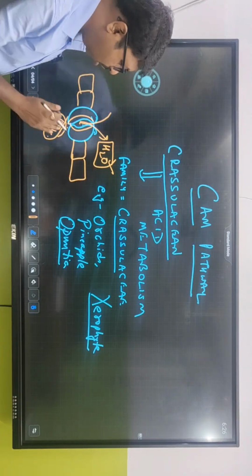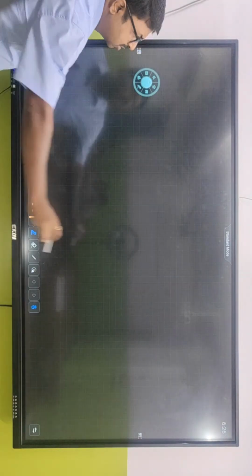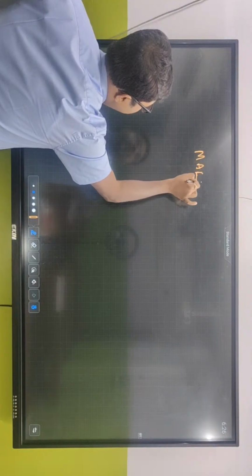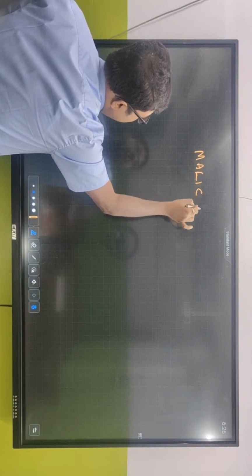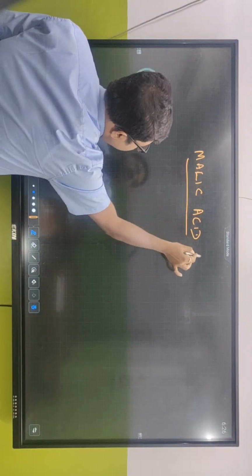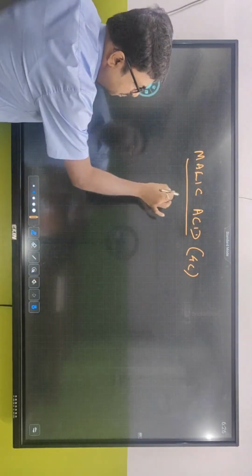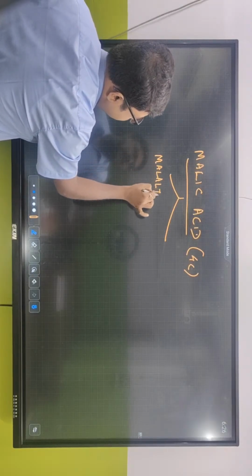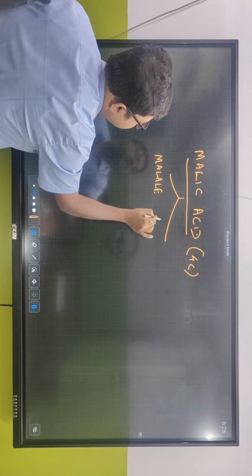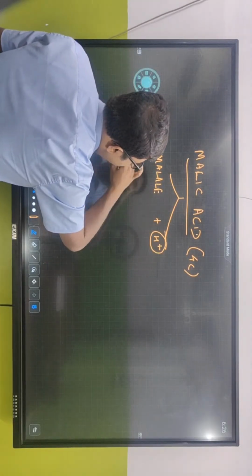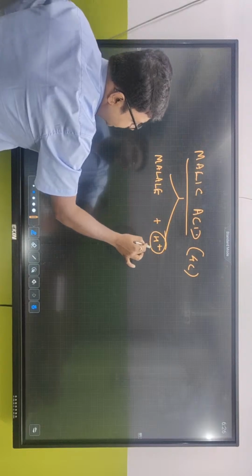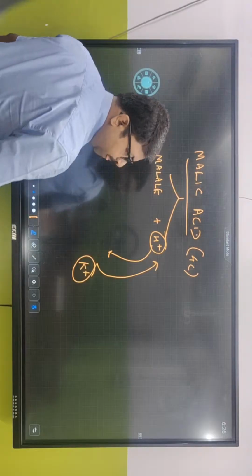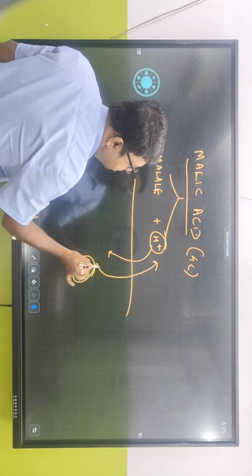I will tell you. Normally we know that for the opening and closing of stomata, malic acid breakdown is needed. When malic acid gets broken down, it changes into malate plus H plus ion. Mind you, there is a transfer of H plus and K plus. So H plus comes out, and K plus gets in.